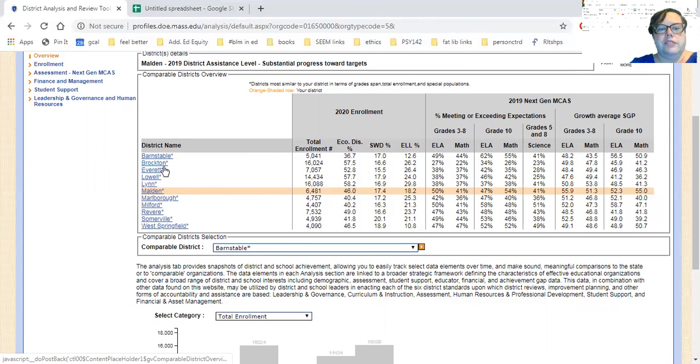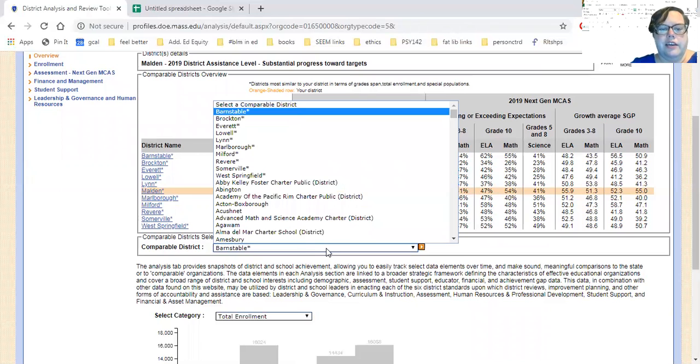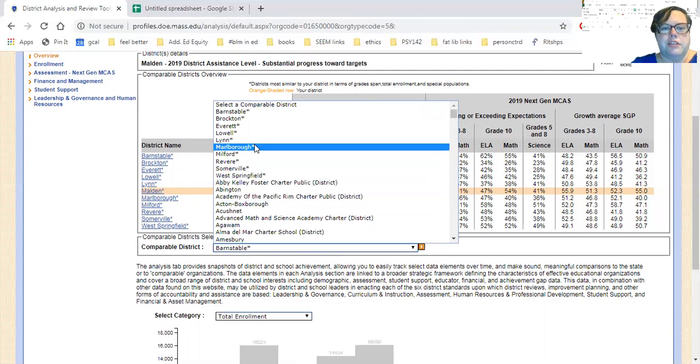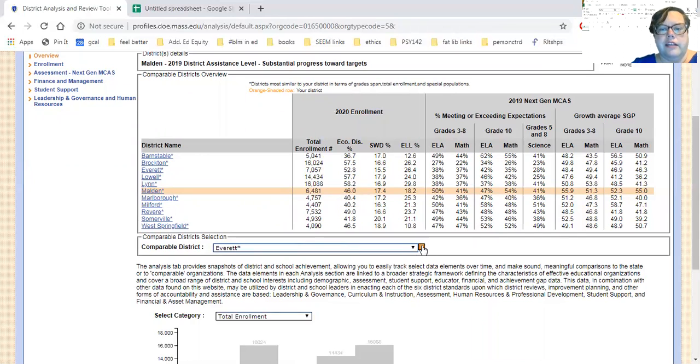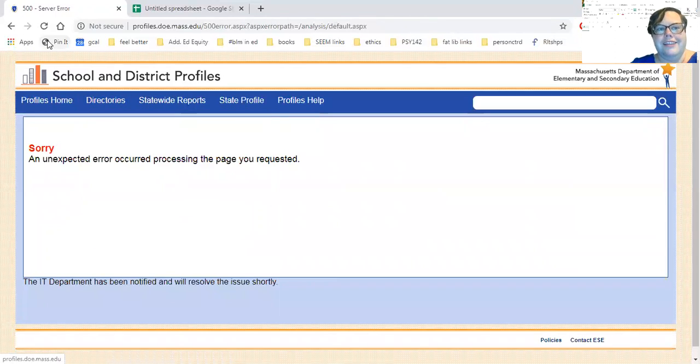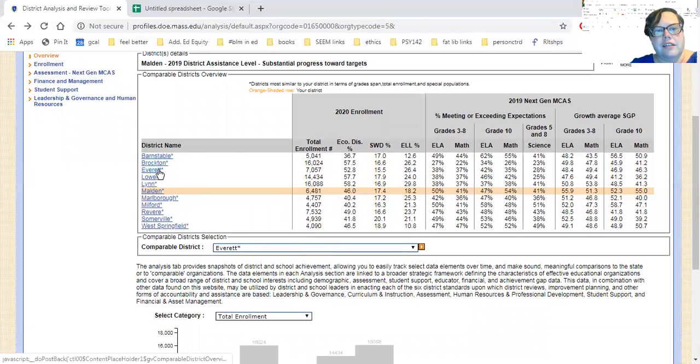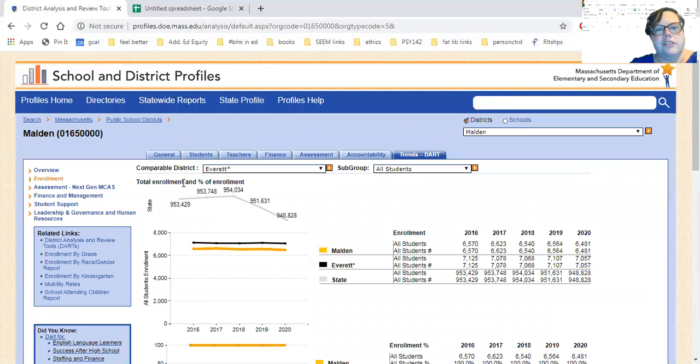I am going to choose Everett because that is pretty close in terms of numbers, right? So we've got 6,481, so it's only about 600 more students. Some of their numbers are higher, some are lower, so I think it'll be an interesting one. So I click here on this little drop-down menu, and I'm going to choose Everett. And then I'll click that little arrow to go. That is not what I meant to happen. All right, let's click here. Okay, so that's the other way to do it. If you're choosing one of the districts they've offered you, you can just click on their name in that section.